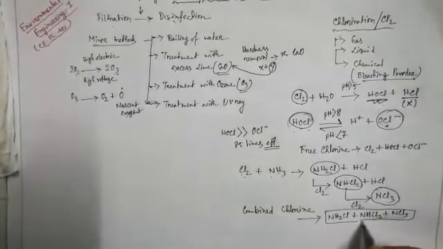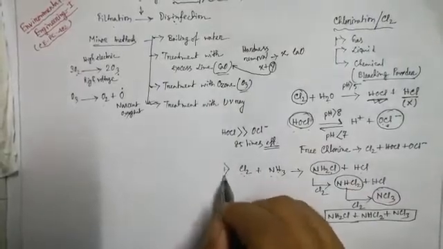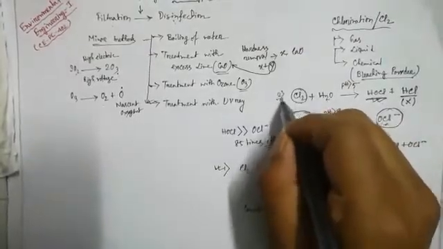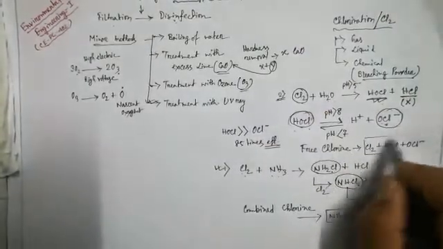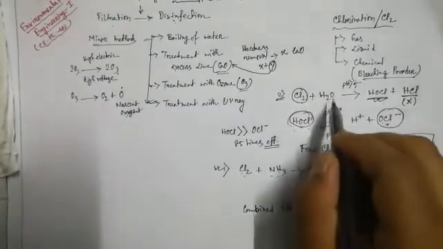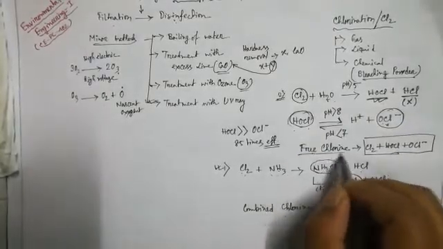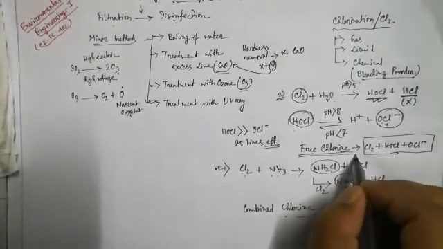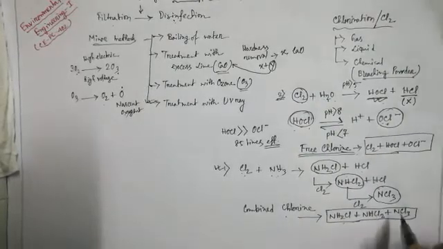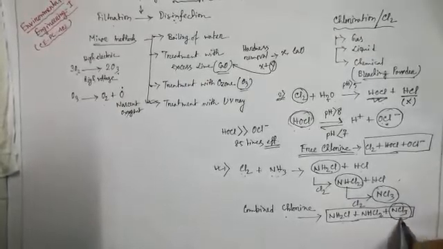Whenever you add chlorine to the water sample, if ammonia is present, then this reaction will happen fast. Then the remaining amount of chlorine will react with water to produce free chlorine. So first chloramine will be produced, then the remaining chlorine will react with water to produce free chlorine: combined chlorine and free chlorine. Now free chlorine has maximum efficiency for the disinfection process, but it is present in a lesser amount.